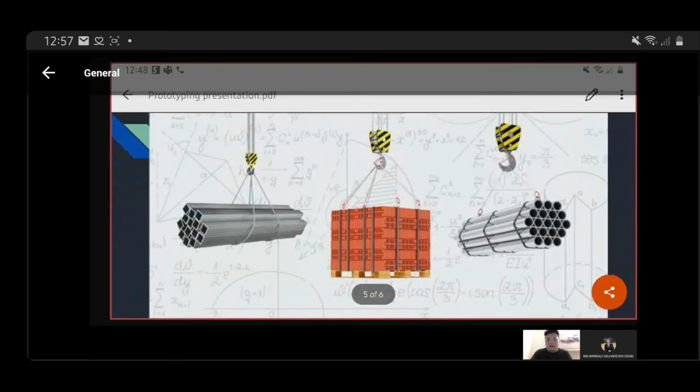And this is an example of lifting heavy objects in construction sites. So as you can see, the objects are being stacked in a few levels. As you can see in the picture, this is properly tied down. If you don't tie it down properly, the object on top will tend to move around and will have a tendency to fall.